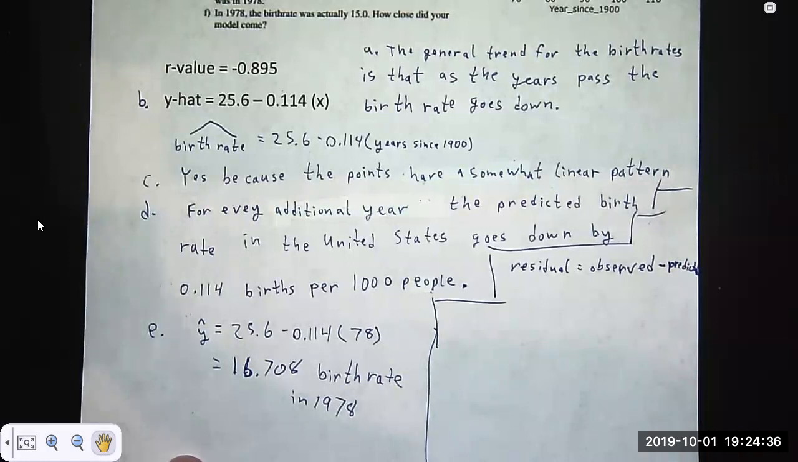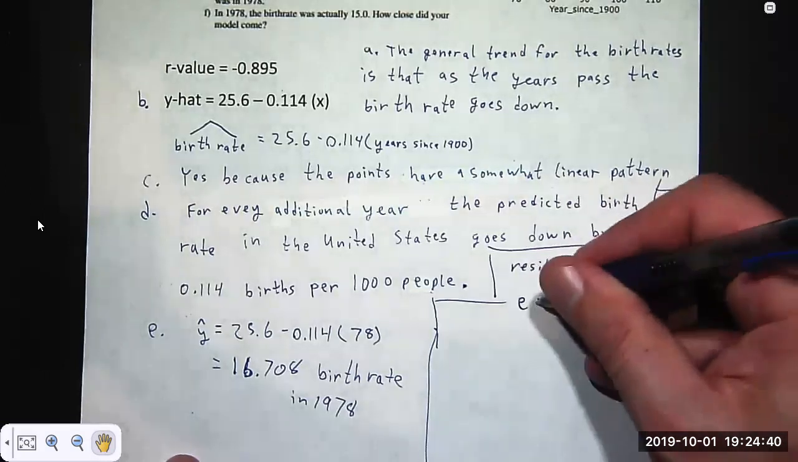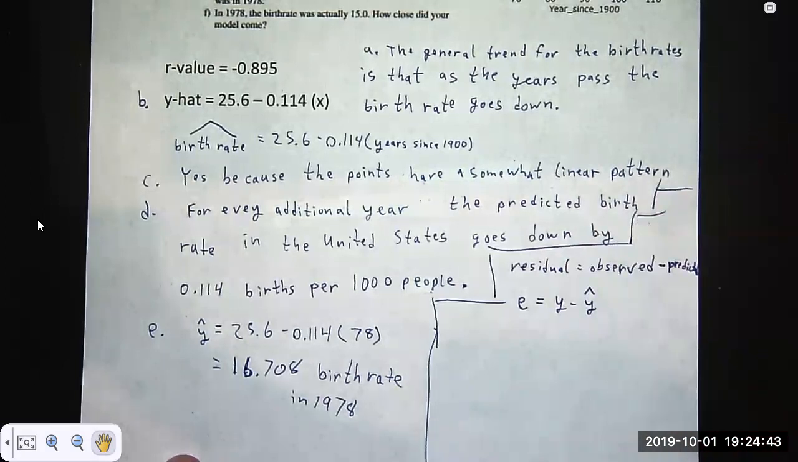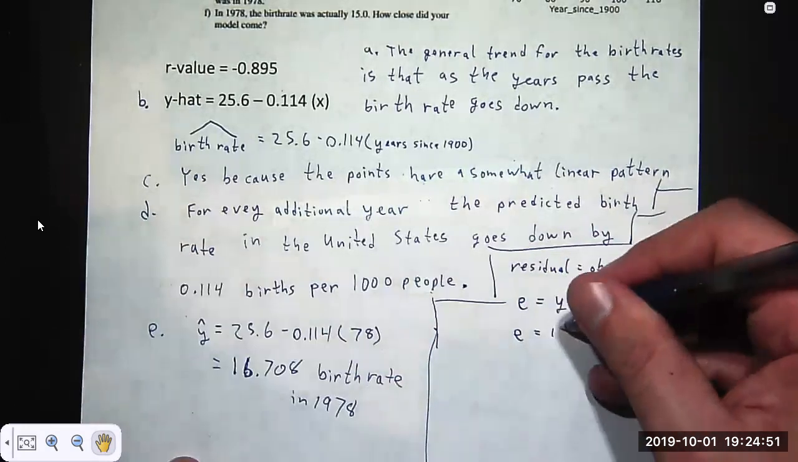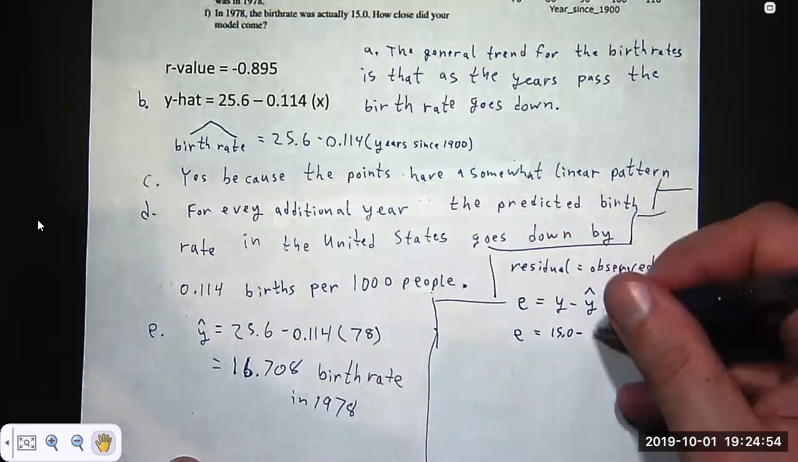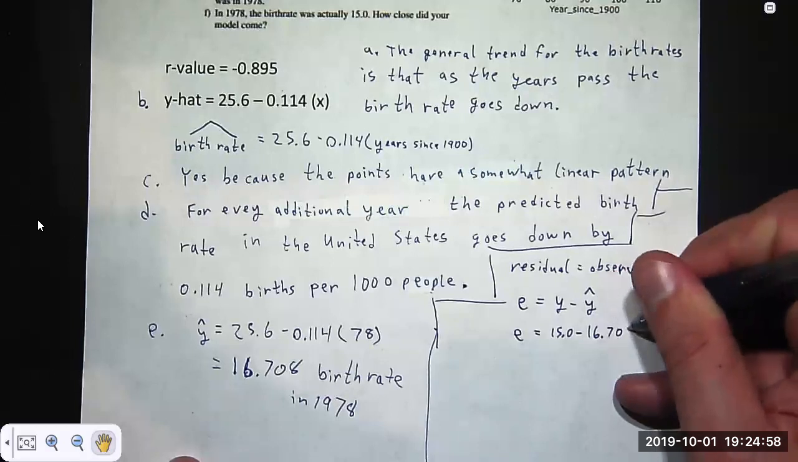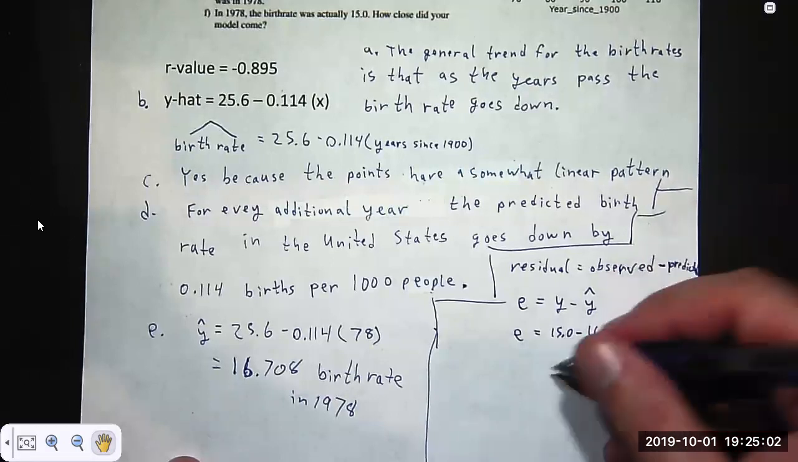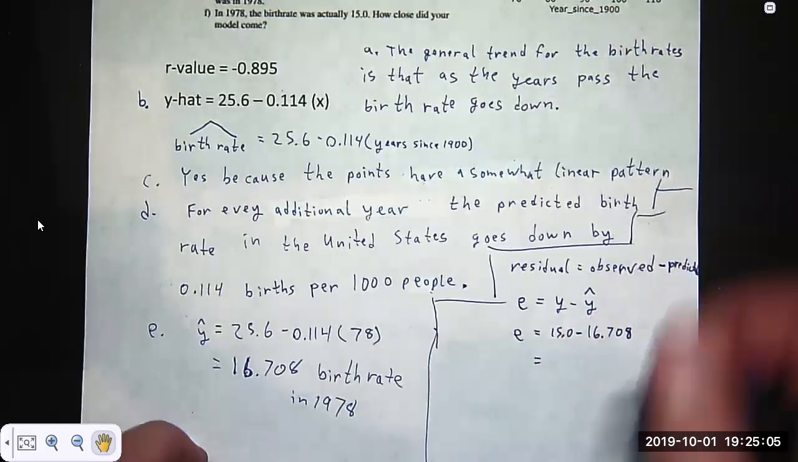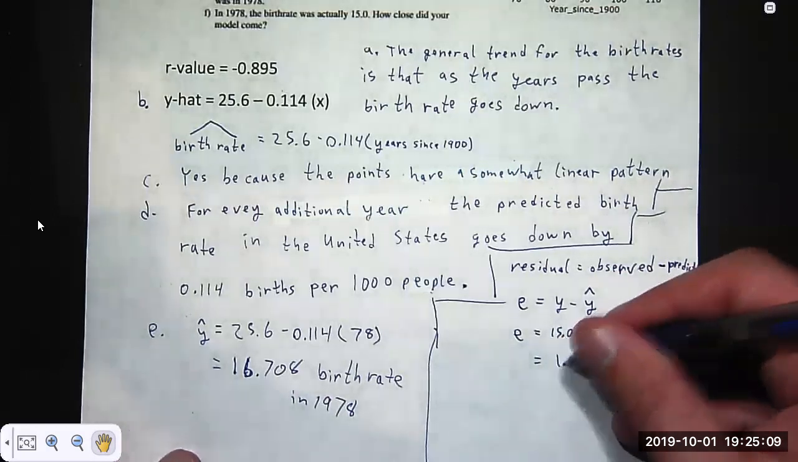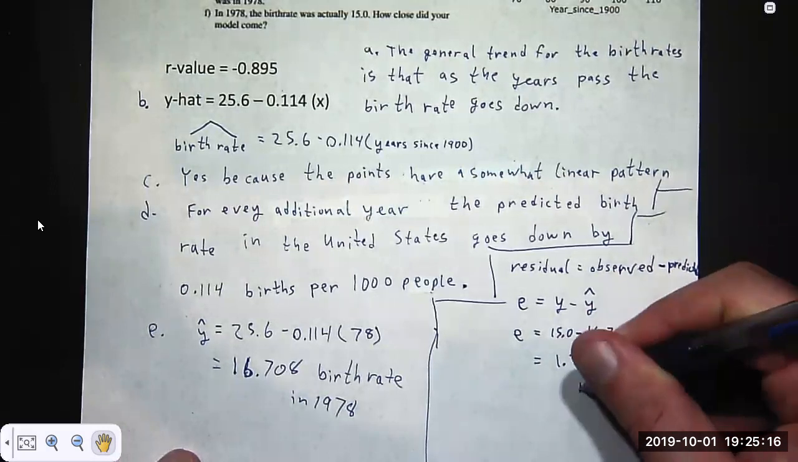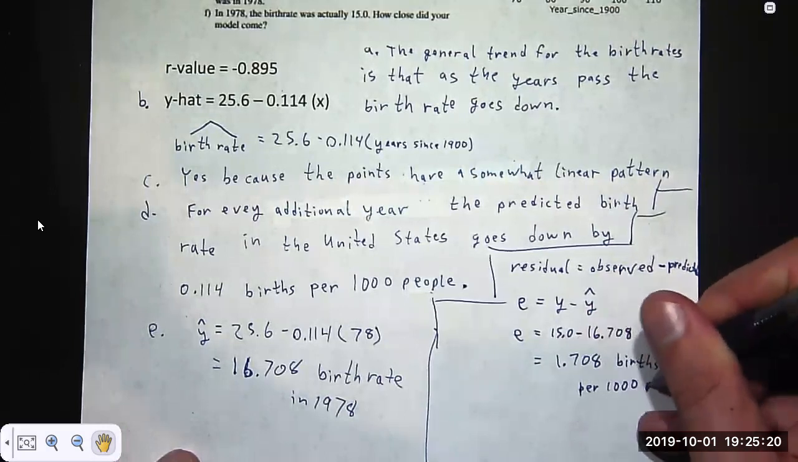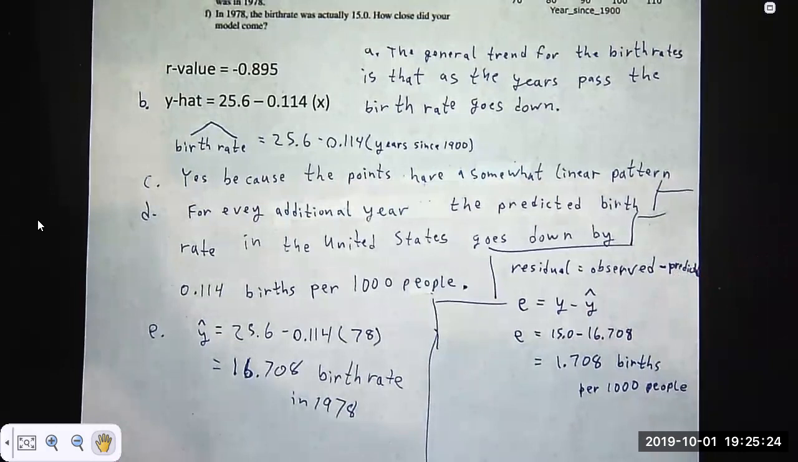In letters, E equals y minus y hat. So here the observed was 15.0, and the predicted was 16.708. So this was an over prediction, and it turns out to be 1.708 births per 1,000 people. And that's what the question was asking for.